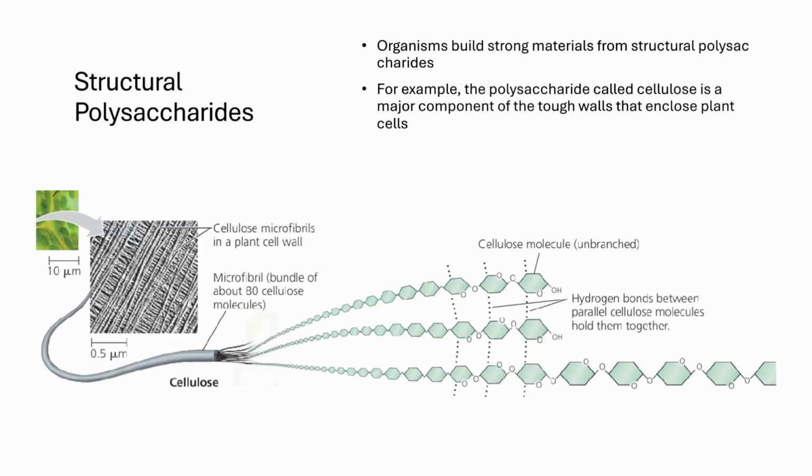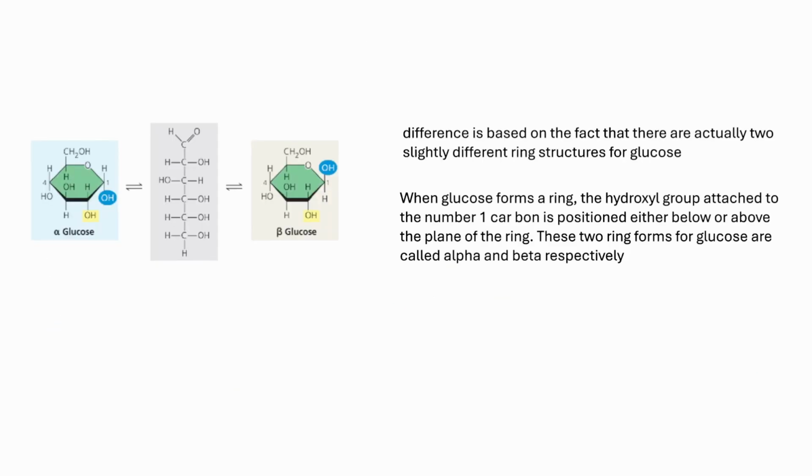two polymers differ. The difference is based on the fact that there are actually two slightly different ring structures for glucose. When glucose forms a ring, the hydroxyl group attached to the number 1 carbon is positioned either below or above the plane of the ring. Now, these two ring forms for glucose are called alpha and beta, respectively.